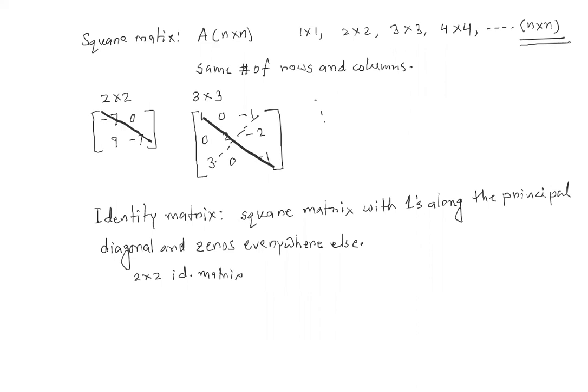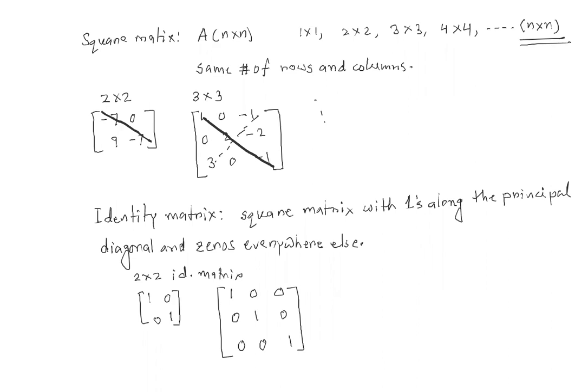A 2 by 2 identity matrix is 1, 0, 0, 1. It has ones along the diagonal and 0 everywhere else. A 3 by 3 identity matrix would be 1, 0, 0, 0, 1, 0, 0, 0, 1. That's a 3 by 3 identity matrix.